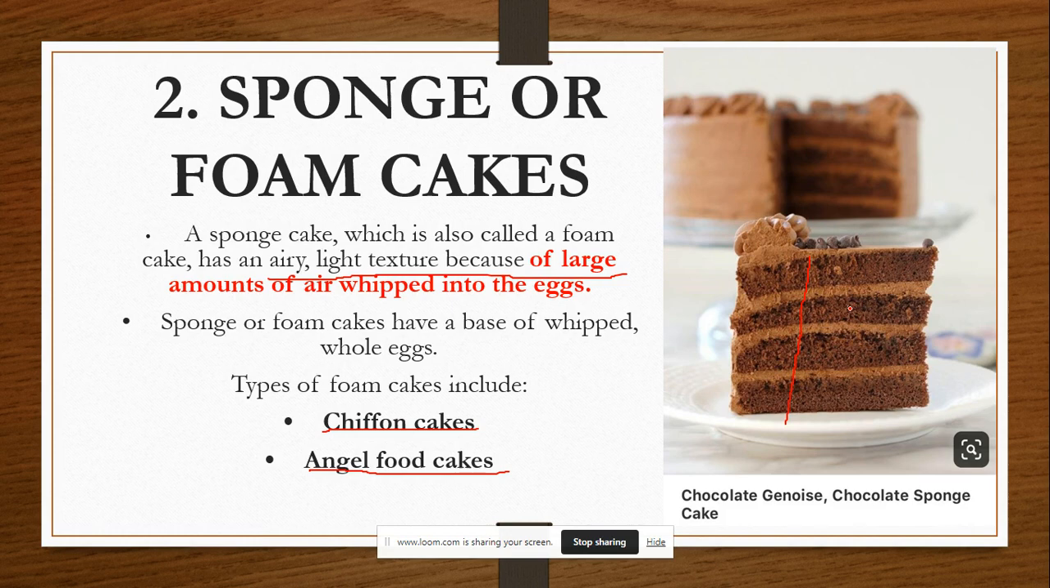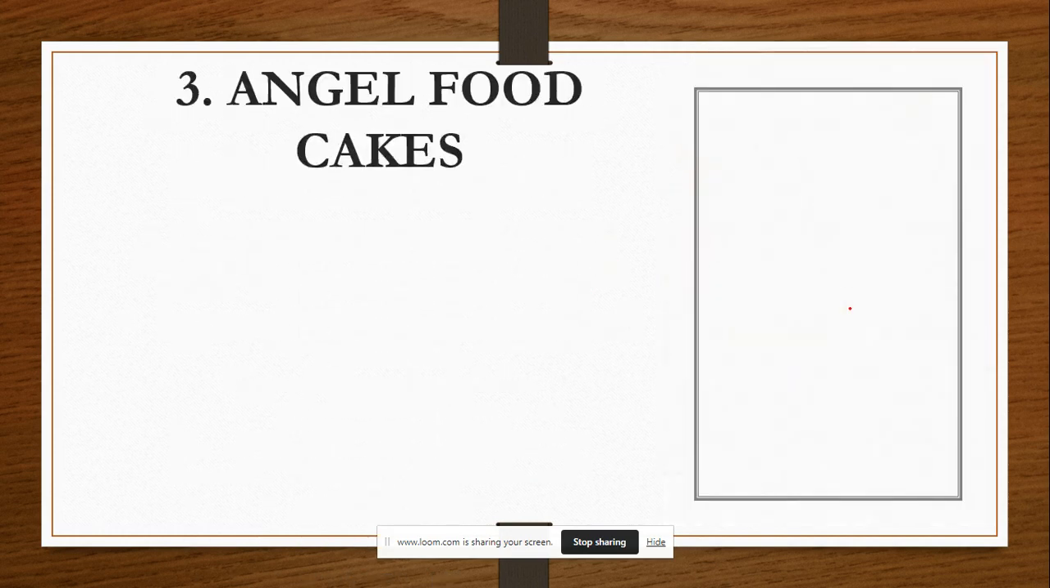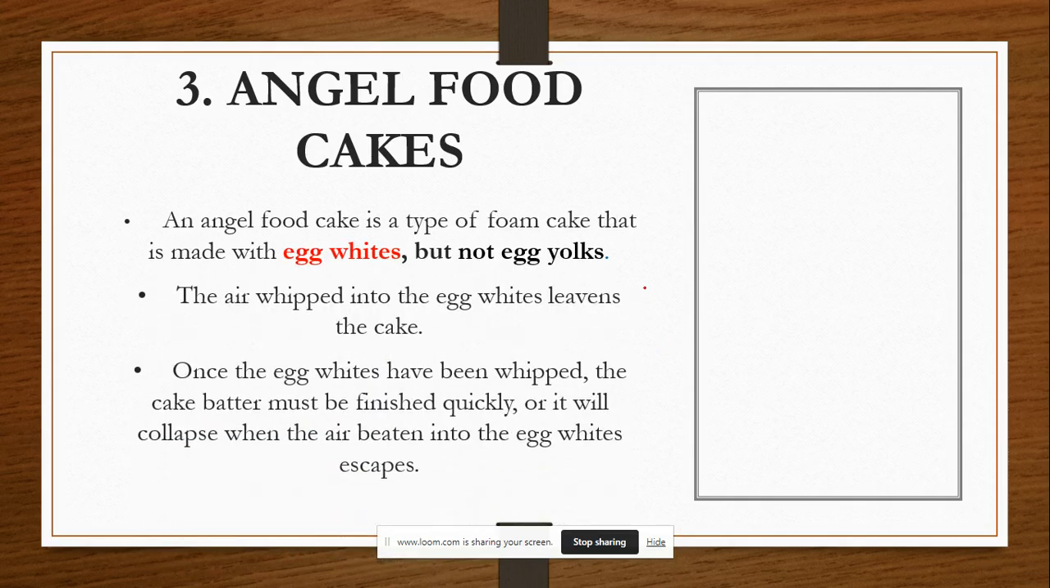So next is angel food cake. An angel food cake is a type of foam cake which is made with egg whites, but not egg yolks. The air whipped into the egg whites leavens the cake. Once the egg whites have been whipped, the cake batter must be finished quickly or it collapses when the air beaten into the egg whites escapes.